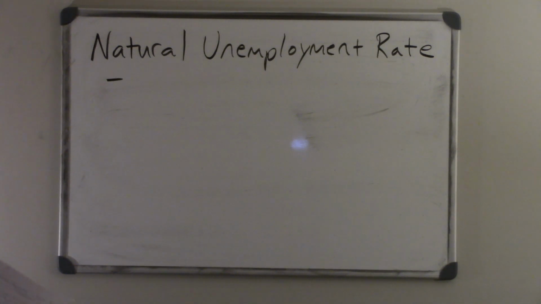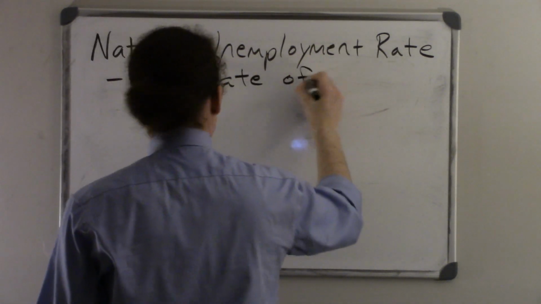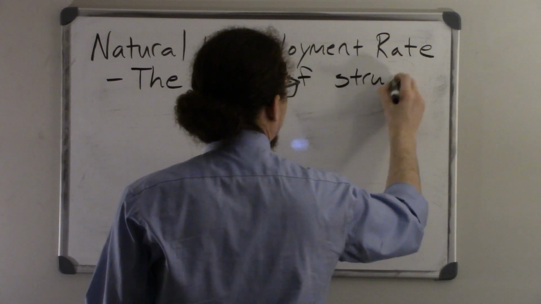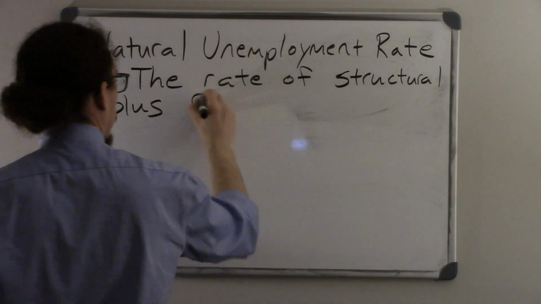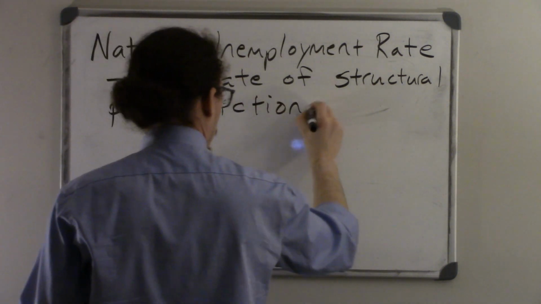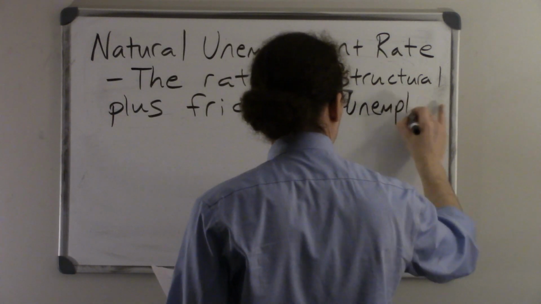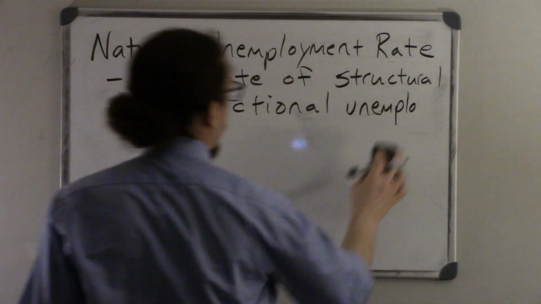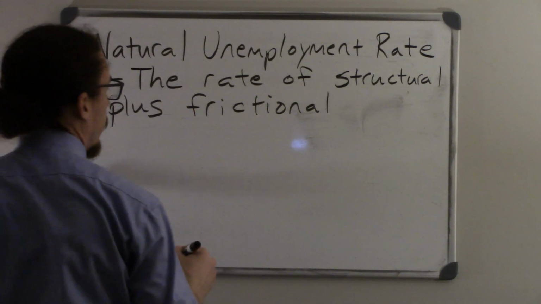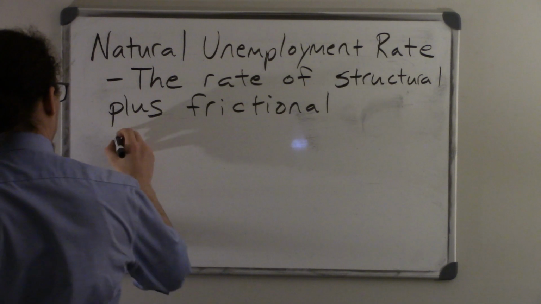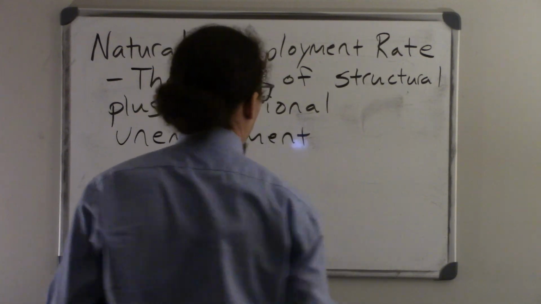But the natural rate of unemployment, this is the rate of structural plus frictional unemployment. Oh, that's it. That was the end of the sentence. Full stop. That can't be right, though. Well, yeah, the rate of structural plus frictional unemployment. That is the natural unemployment rate.